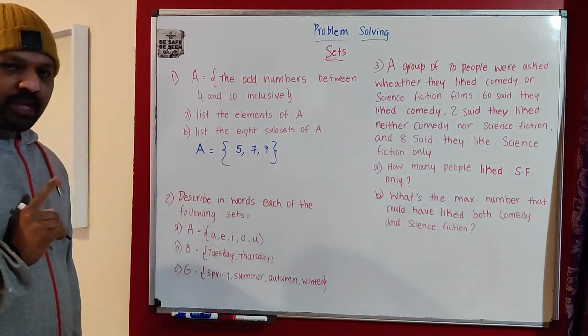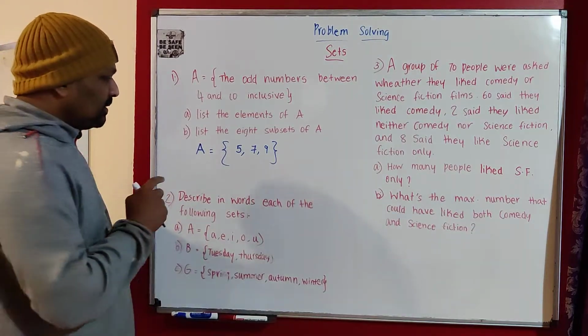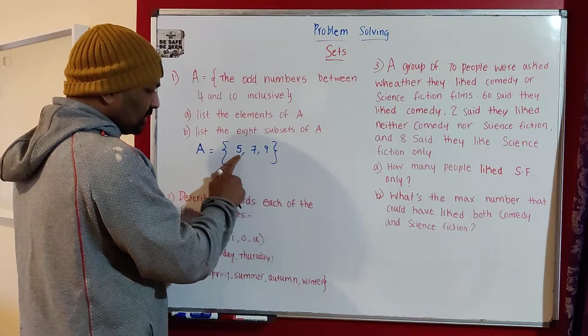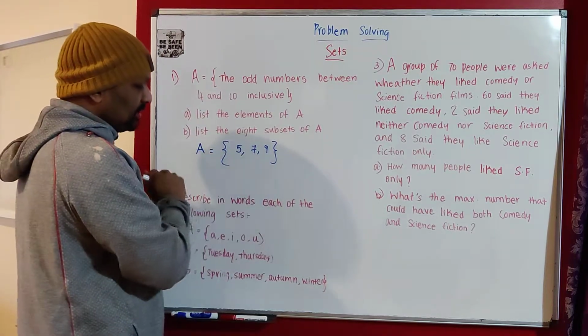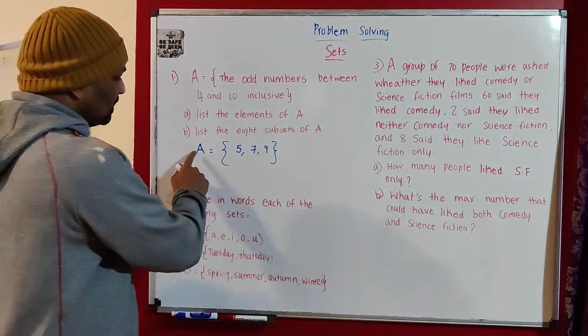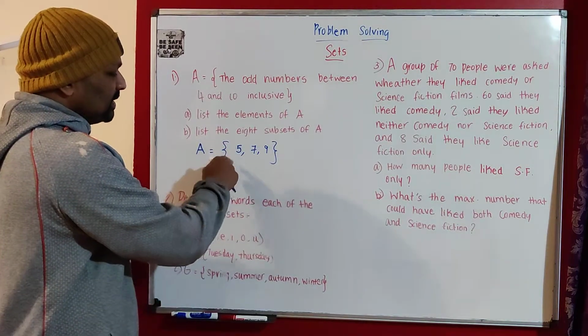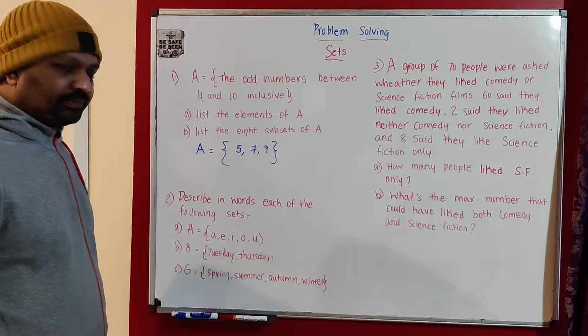So how many elements are there? There are 3 elements. This is called a set. These are called elements: element 1, element 2, element 3. So there are 3 elements. What are those elements? 5, 7, 9. Because it is a set, those elements are separated by commas and enclosed within curly braces.